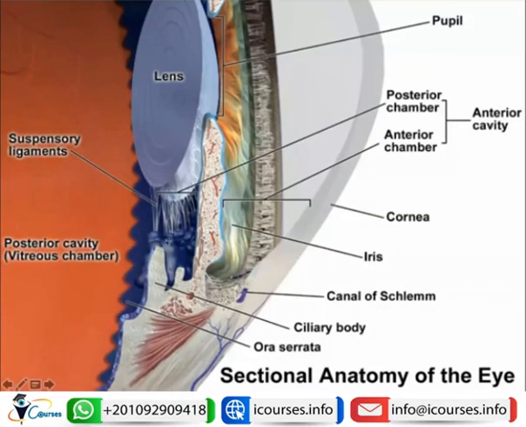So the ciliary body extends from the scleral spur to the ora serrata. Here is the ciliary body, as you can see. It will extend here from the scleral spur until here. This is the dentate process of the ora serrata, which is the most anterior region of the retina. So all this is called the ciliary body.